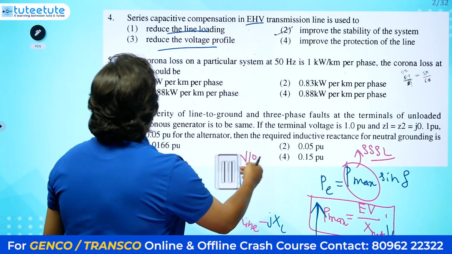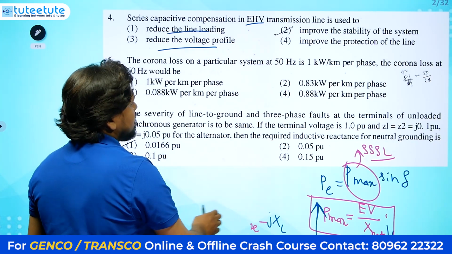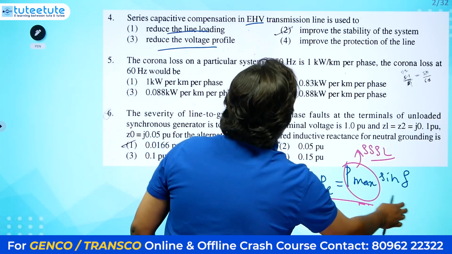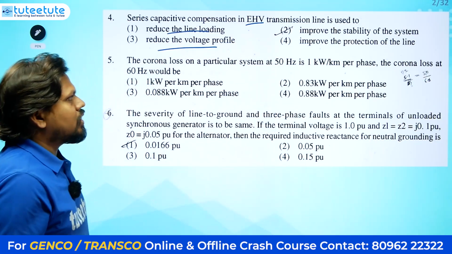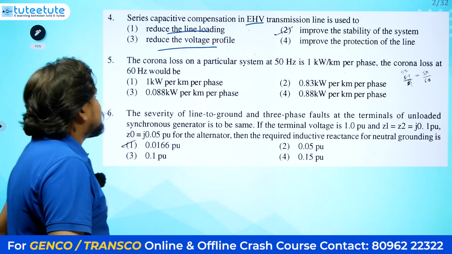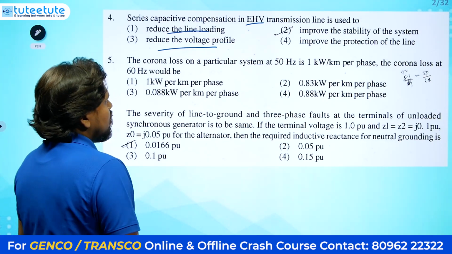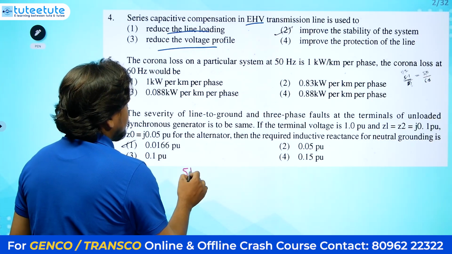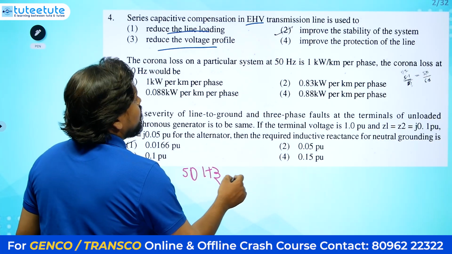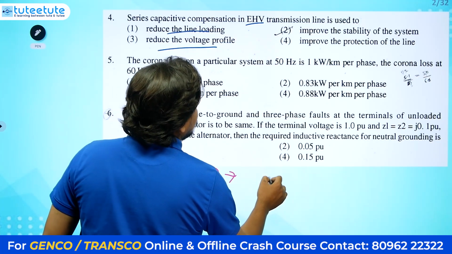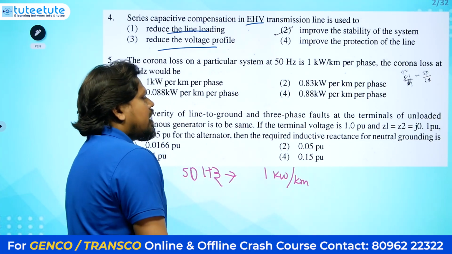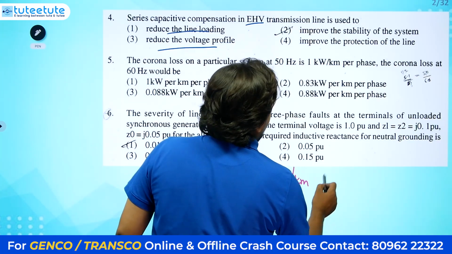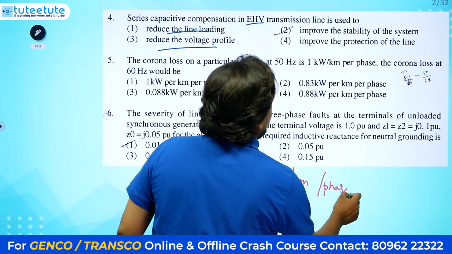Okay, so next one: the corona loss on a particular system at 50 Hz is 1 kilowatt per kilometer per phase. The corona loss at 60 Hz would be what? For 50 Hz they have mentioned the corona loss as 1 kilowatt per kilometer per phase.